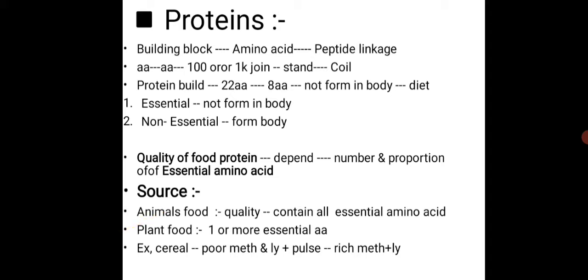Next, plant food: plant food lacks one or more amino acids. For example, cereal is poor in methionine and lysine, while pulses are rich in methionine and lysine. So if we combine cereals, means wheat or rice, and pulses, means dal, nothing but khichdi, then we get both amino acids, methionine and lysine. So this is the combination of plant foods.